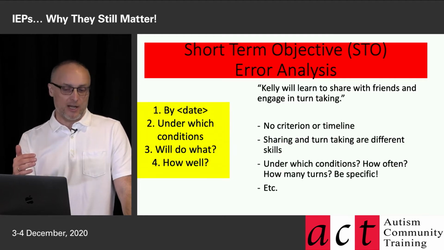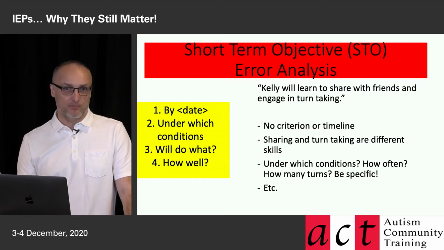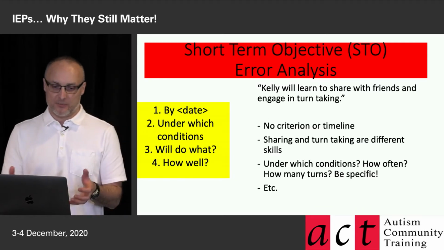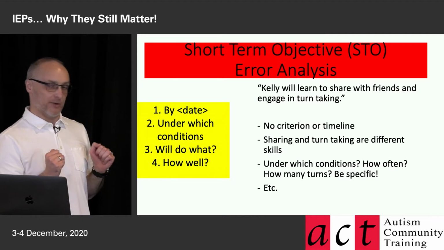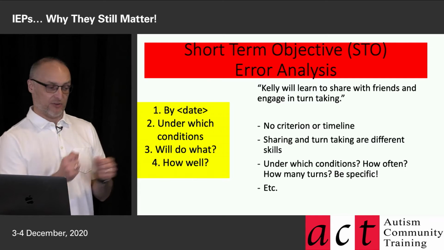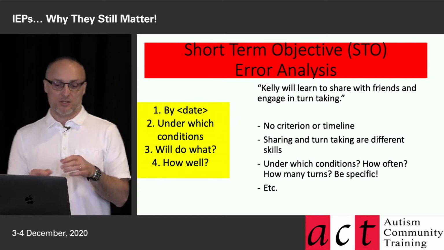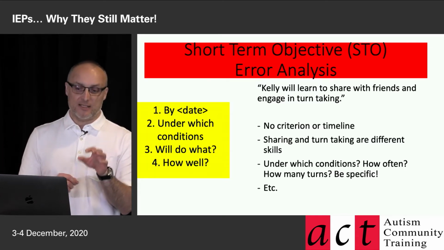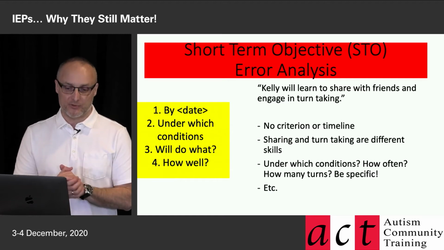So there's no criterion or timeline there. Sharing and turn-taking are 2 totally different skills, right? Sharing might mean I've got something and I give you part of it. Turn-taking means I give it entirely to you and now I don't have it for a period of time and I have to learn to get it back. And for a lot of kids, that's very untrustworthy and aversive to them. So turn-taking and sharing might be completely separate goals.